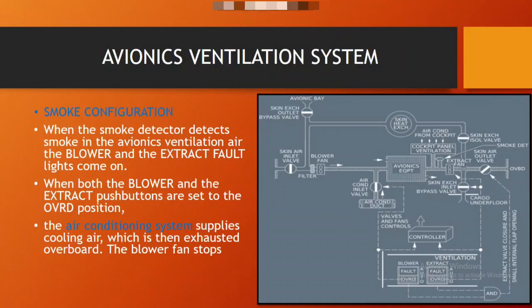Make sure that pack is running continuously, because only from pack does the air conditioning inlet valve give supply for the avionics equipment ventilation cooling in closed circuit configuration. So pack must be run, at least one pack must be run to supply this for avionics equipment ventilation system. This is your critical system in avionics equipment ventilation system.